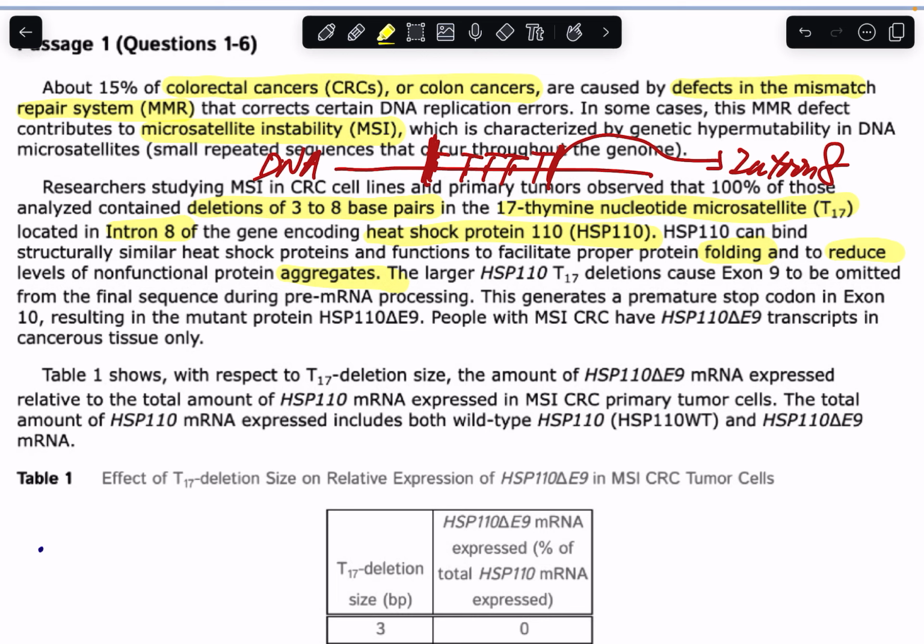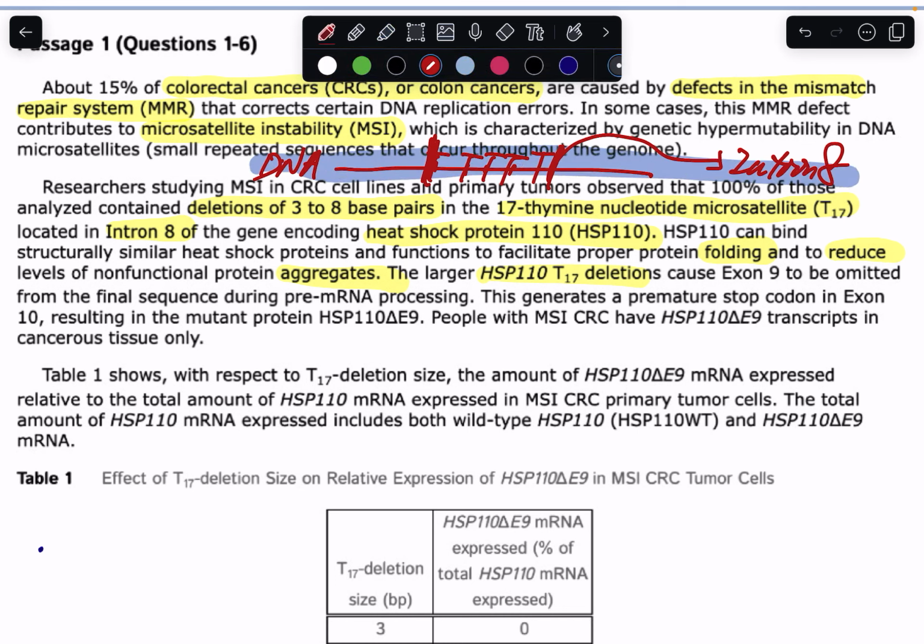Okay, let's keep reading. The larger HSP110 T17 deletions, okay, this is the deletion that we drew here, right? This is the deletion that we drew. So what about this deletion? This deletion causes exon 9 to be omitted from the final sequence during pre-mRNA processing.